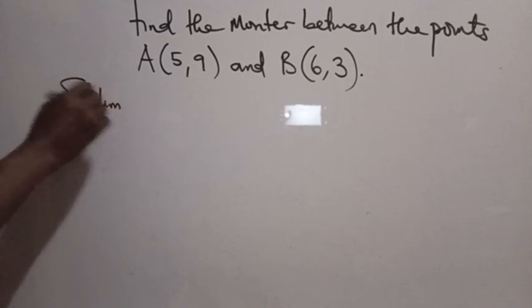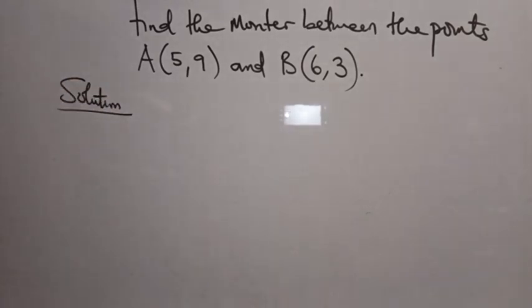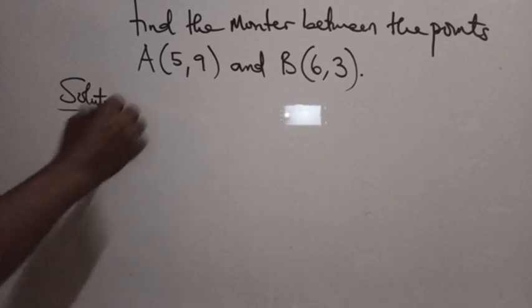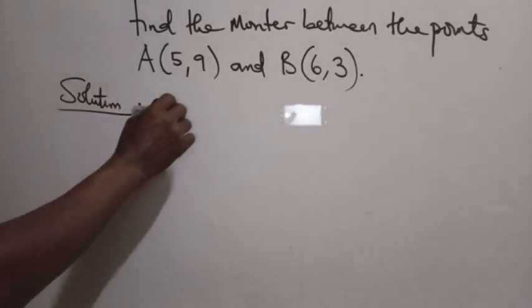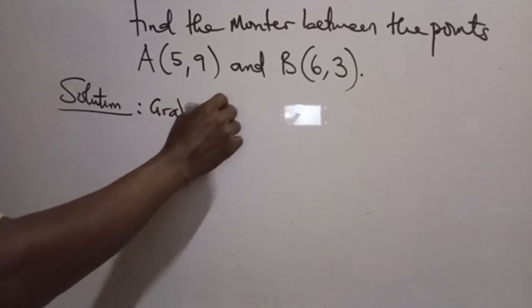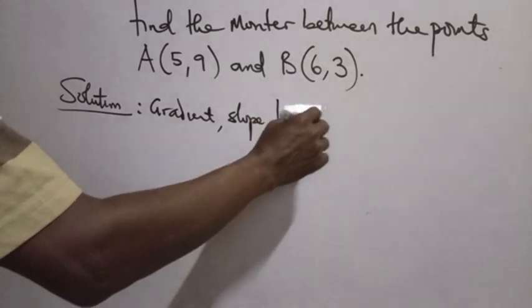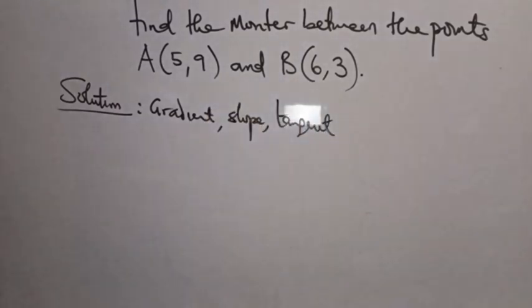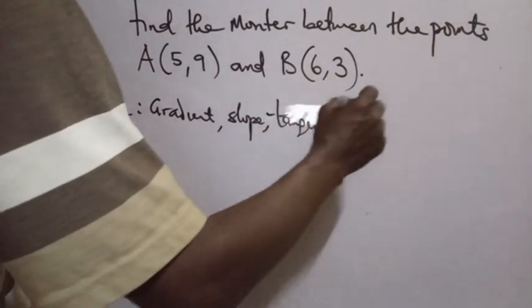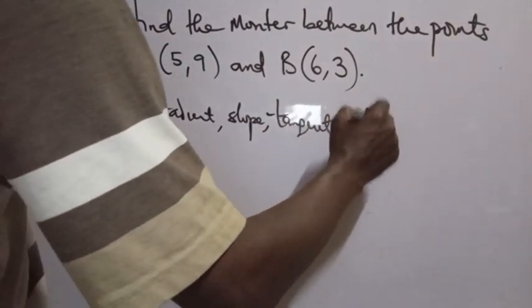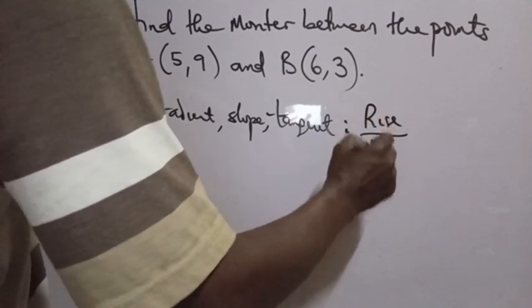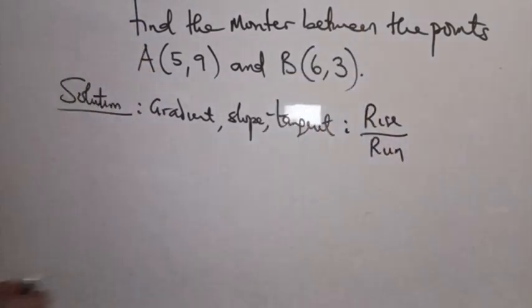What is the meaning? Monter simply means, in French, what? You can call Monter the gradient, okay? You can call it slope, you can call it tangent. It can equally be called the ratio between rise and run, that is rise over run. So they all mean the same thing.